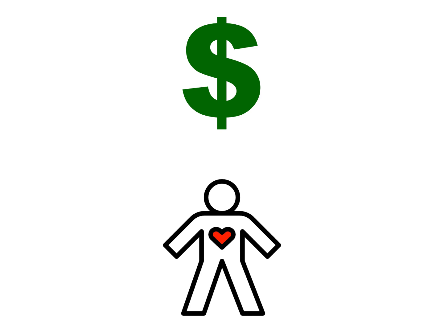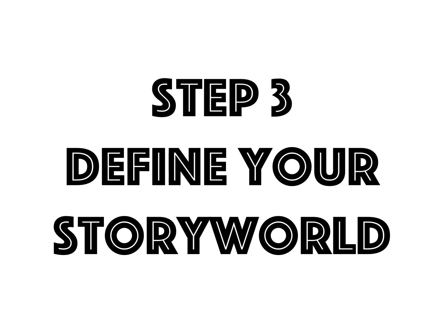Here's a third point of differentiation. Entertainment is made for money. Art comes from the heart. If you don't have something that you really need to say to the world, then you're not ready to make art. Okay, once you've decided what it is that you want to say to the world, you must next define your story world.